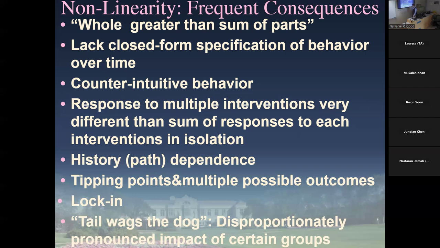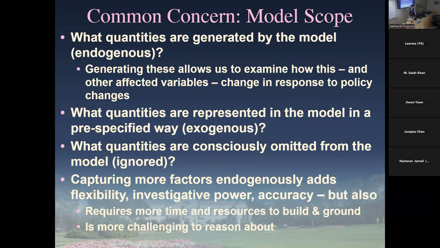And sometimes there's this disproportionate impact of heterogeneity where certain groups have this disproportionate impact on the system evolution. Maybe it's groups who have very high levels of contacts sexually and keep a sexually transmitted infection circulating in a community where, based on average behavior across the community, you'd expect it to die out.